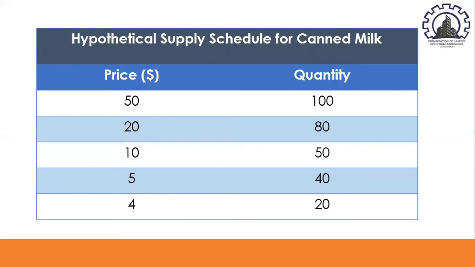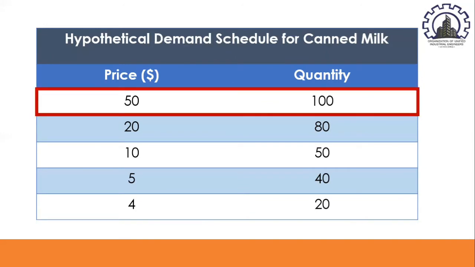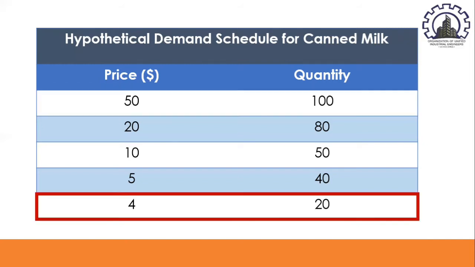As you can notice, at price 50, we have 100 quantity. At price 20, we have 80 pieces of canned milk. At price 10, we have 50 canned milk. At price 5, we have 40 canned milk. And at price 4, we have 20 canned milk. As you can notice in the law of supply, if your price increases, your quantity supplied also increases. And when your price decreases, your quantity supplied also decreases.